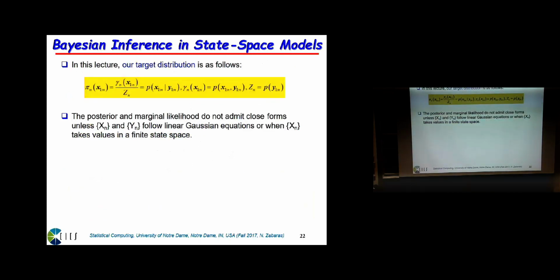So notation: we're going to indicate the unnormalized part of our target distribution as gamma. The gamma is basically the joint distribution of x and y from 1 to n, and Z_n is the normalization factor.